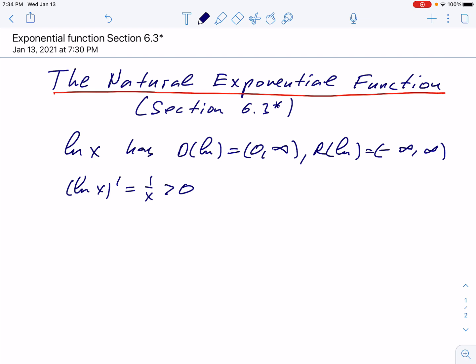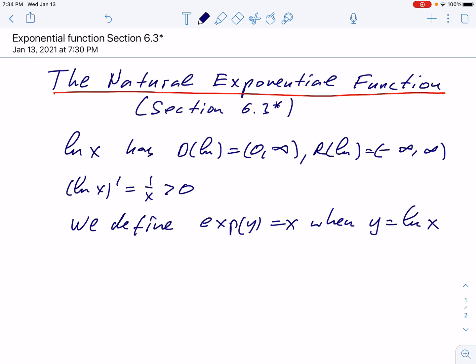So we define the natural exponential function. I shall write exponential y equals x when y equals natural log of x. So I want here briefly to remind you the basic relations for one function and its inverse.